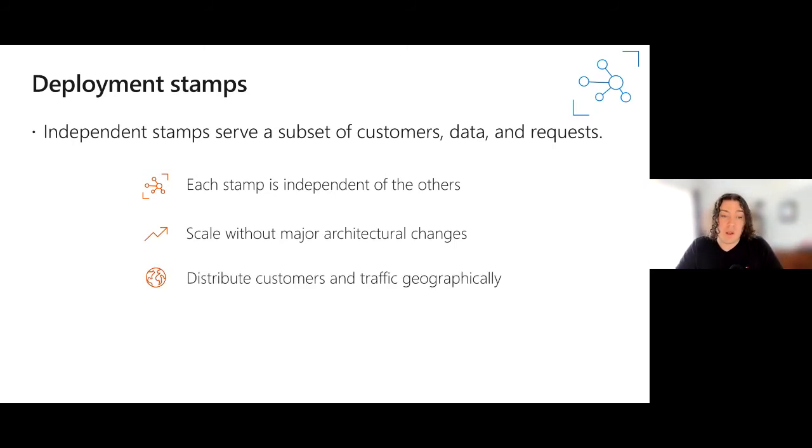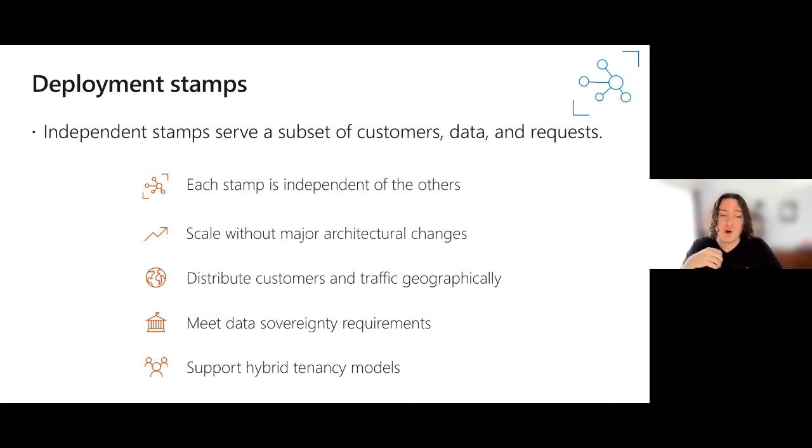We're essentially taking what we've already done and then just putting multiple copies of it around. We can also make sure that we're putting these stamps geographically close to our users, which can help with performance. And we can use this as a way to meet data sovereignty requirements as well. Also, if we've got a multi-tenant architecture, so for example, if we're running a software as a service scenario or some other ISV, then we might be able to look at using stamps to support different types of multi-tenant architectures. So some customers might share a stamp, others might have their own dedicated stamps.